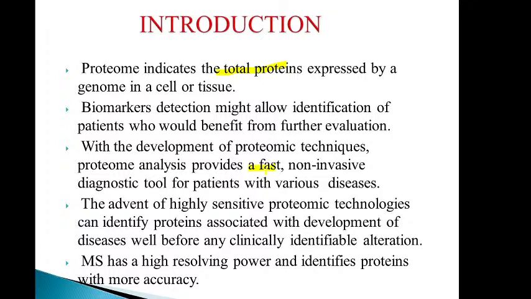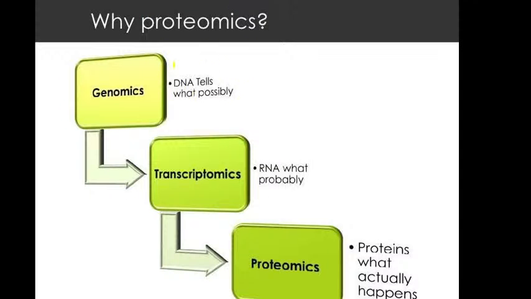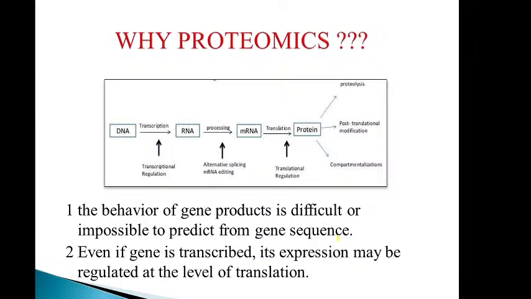The advent of highly sensitive proteomic technologies can identify proteins associated with the development of diseases well before any clinically identifiable alteration. MS has a high resolving power and identifies proteins with more accuracy. MS is mass spectrometry. So these are the techniques used in proteomics, when we are studying the proteins. This is again the same thing: from DNA we get RNA, and from RNA we get the proteins, and then we are discussing the proteins only.